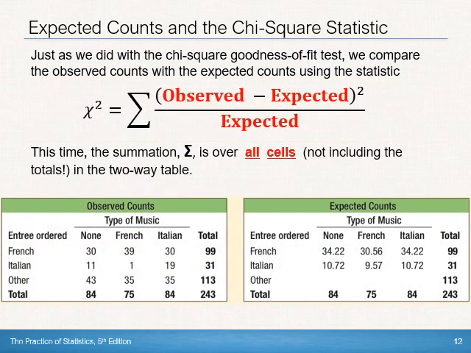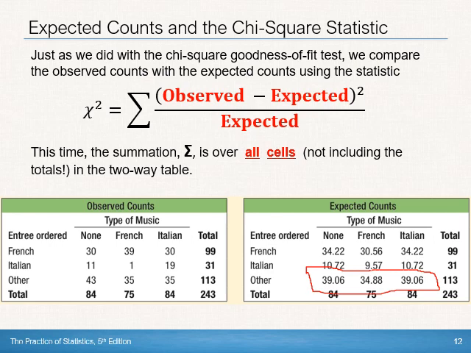All right, and then when we find all of those, and actually right now I'm going to ask you to calculate the 3 bottom values in the amount of other entrees sold under the 3 conditions of no music, French music, or Italian music. So pause this video and calculate those, and then resume. Okay, so here we are, the actual expected values.